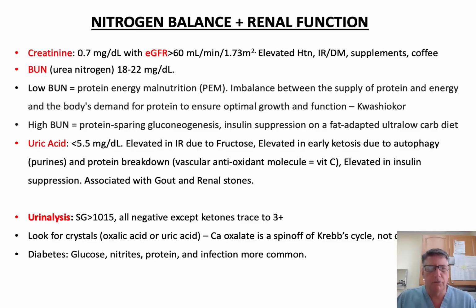You also want to look at the urine for crystals. Look for oxalic acid crystals or uric acid crystals. And guys, come on now. Calcium oxalate forms these oxalic acid stones, and if your oxalates are high in your blood, it is very unlikely to come from our diet. The human body does not work that simplistically. Calcium oxalate is a spin-off of the Krebs cycle where it's dealing with an excess of energy, and that oxalic acid gets spun off, conjugated with calcium, and excreted. It is not due to oxalic acid in our diet. Under diabetes conditions, we also look for spilling of glucose, nitrates, protein, and infections in the urine.